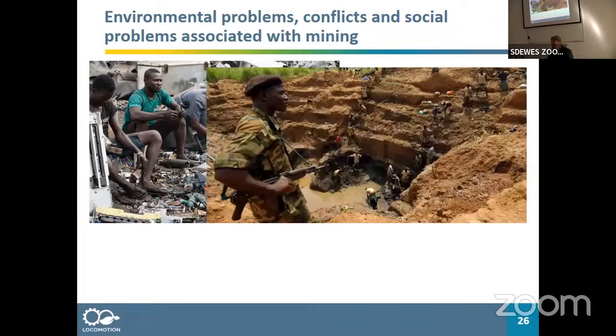Here you can see conflict. Congo, a good example, cobalt mining and also gold mining is facilitating armed forces and child labor, displacement of people, violence in these regions.